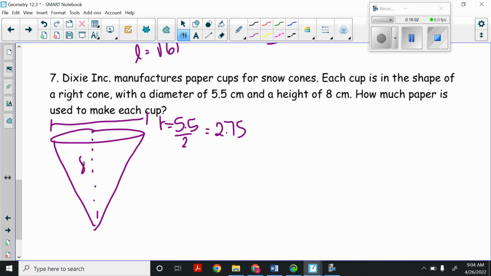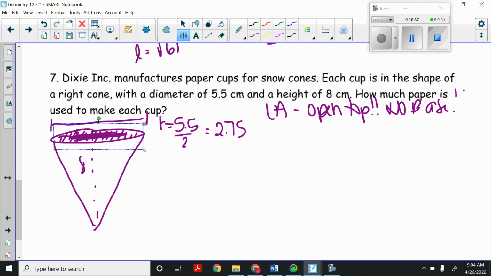How much paper is used to make each cup? They didn't tell me, do they want me to find lateral area or surface area? So let's think about this. If we get a cup for a snow cone, does it have a top to it? Is this going to be paper on the top? Well, if it is, then we can't have any snow cone put down in the cup. So we do not want the area of the base. We want this to be open, right? So that means the lateral area, because there is an open top, right? Which means no base. So we're finding lateral area.